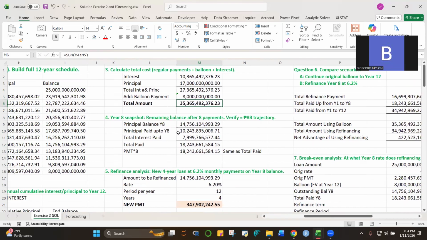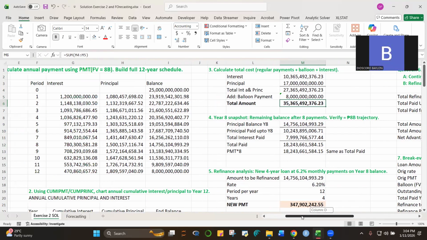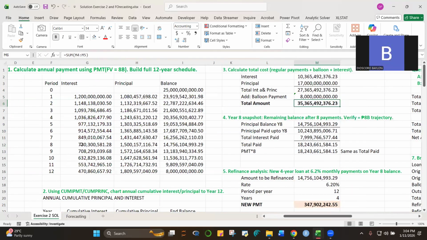Then we're asked for the year 8 scenario, the year 8 snapshot. So for the year 8 snapshot, just take a look at the amortization. At the end of 8 years, our balance is 14,756. The principal paid up to 8 years, you just add this, right? So this is just the sum of this. The total interest paid is just the sum of this. So total paid is 18,824, which is just the sum of your interest and principal payment for 8 years.